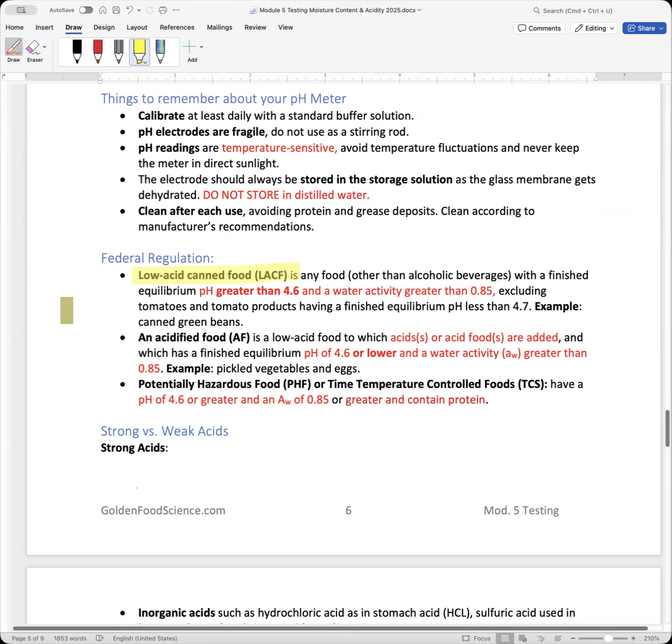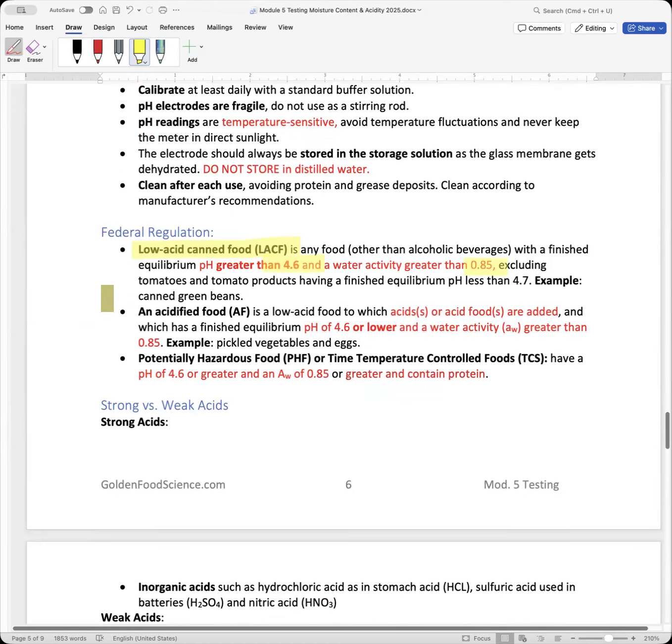They have a finished equilibrium pH greater than 4.6. Before, I said the water activity number you needed to know is 0.85. The pH number you need to know is 4.6. These are both federally regulated. So, low acid canned foods. Examples are canned green beans, canned spinach, canned things that are not acidic.